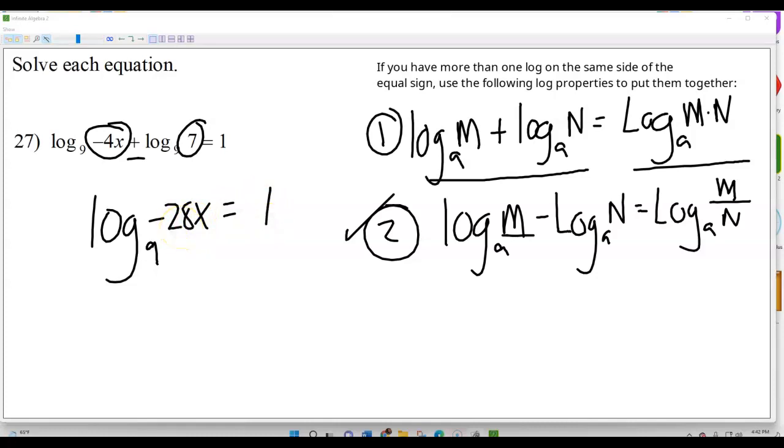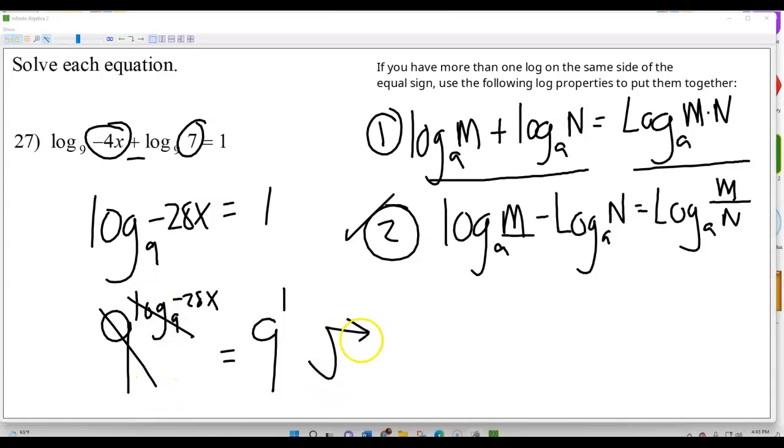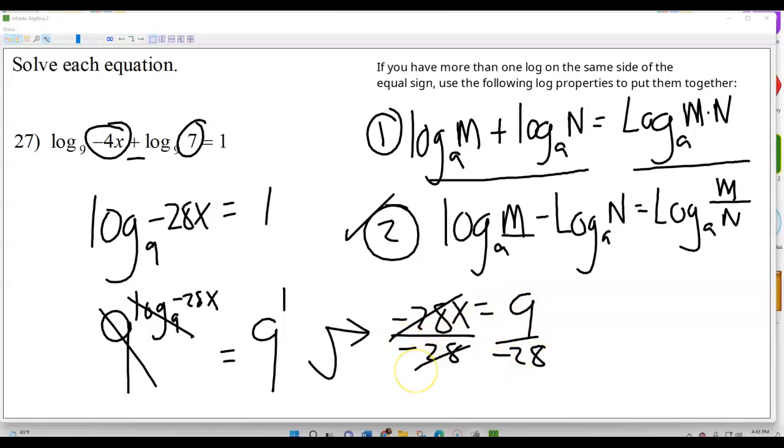After that, the solving process is pretty much the same. You're going to exponentiate both sides. It's going to be log base 9 is the power on this side, and 1 is the power on this side. These cancel, and so we're left with negative 28x equals 9, and then division will give us our final answer there. So x equals negative 9 over 28. Okay, so with addition, you multiply. With subtraction, you make a fraction.